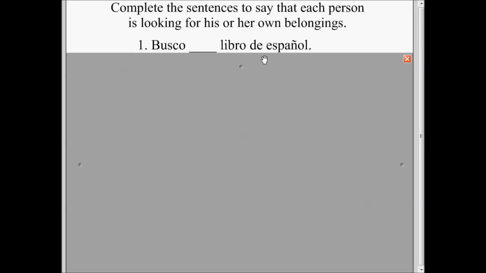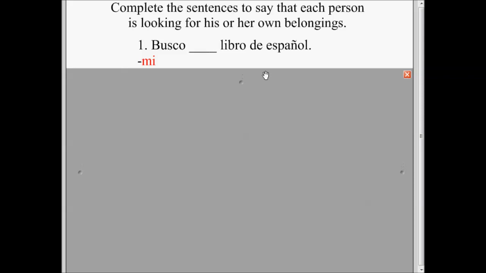Busco. This word comes from the verb buscar, meaning to look for. So conjugated, yo busco, tú buscas, él y usted busca, nosotros buscamos, and finally ellos, ellas, ustedes buscan. So here we see the yo form as the subject. Busco blank libro de español. We just simply need to fill in the blank with a possessive adjective. What's the correct possessive adjective here? Mi. Let's do one more.